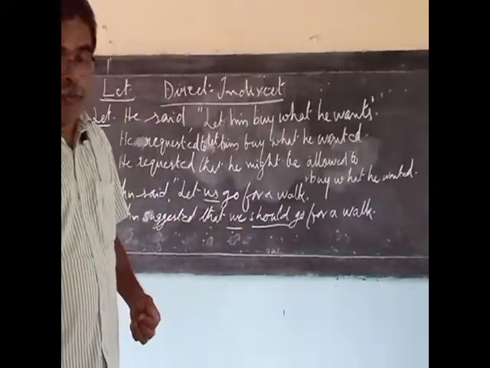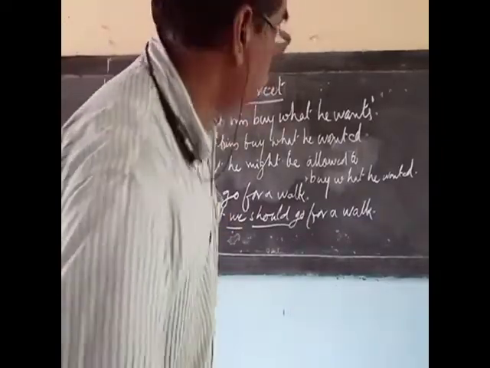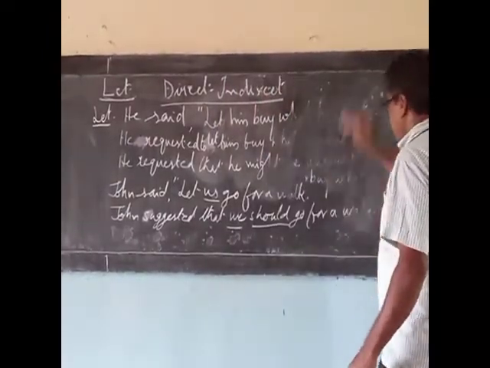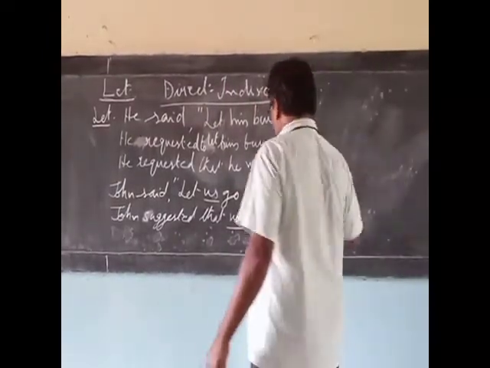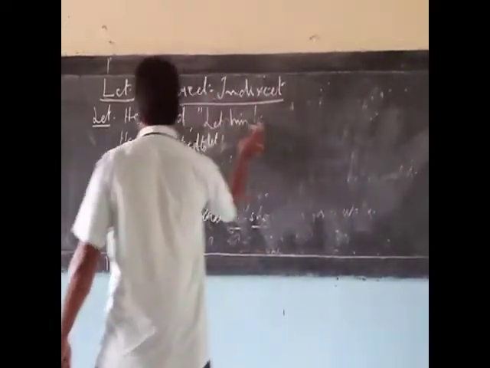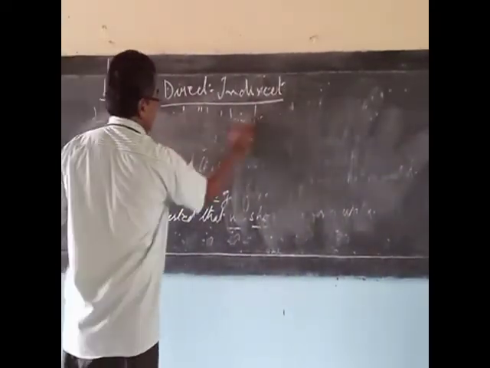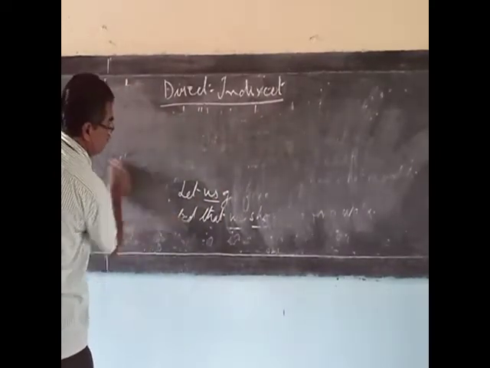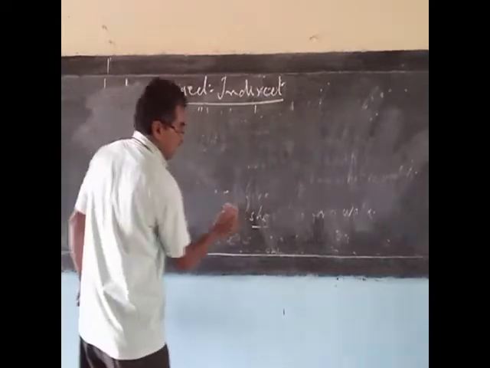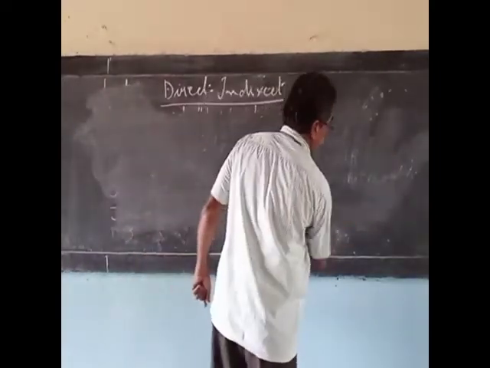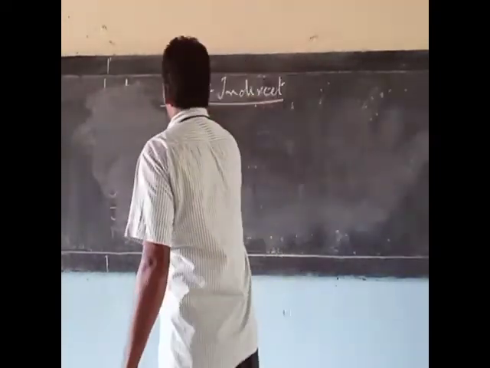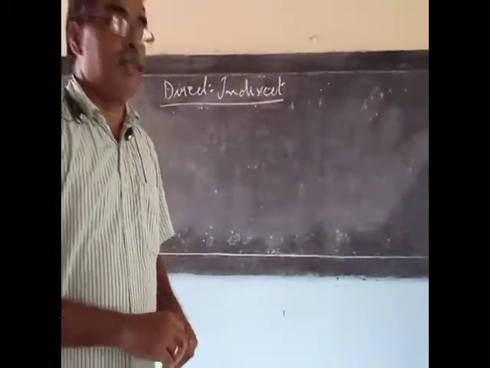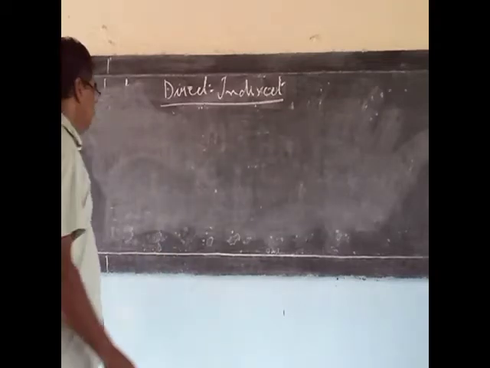Okay. Now we will look into exclamatory sentences. How exclamatory sentences are changed into indirect speech is what we are going to see now. Okay, what is an exclamatory sentence? A sentence that is used to express sudden or strong feeling of a person is what is called an exclamatory sentence.